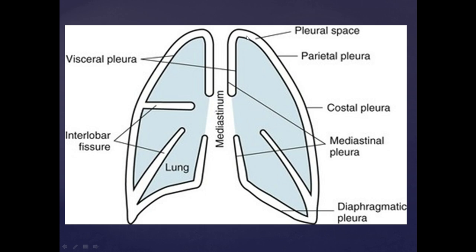This diagram is showing you the parietal pleura as well as the visceral pleura. The visceral pleura is the inside one. You can see it extending into the interlobar fissures. This is the visceral pleura, and it becomes continuous with the parietal pleura. The parietal pleura is over here, the outer layer.